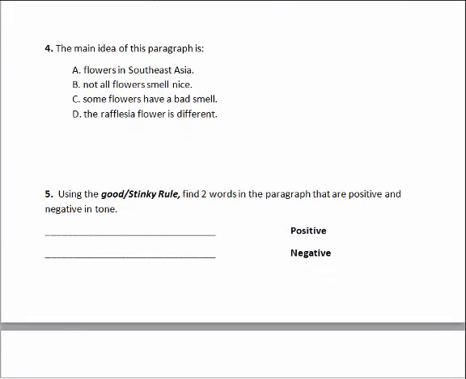We come over here, we look at the answer choices, process of elimination, double pass system. A says flowers in Southeast Asia. That's true, but flowers is just a bunch of flowers. We're looking for one. So this answer choice is called a too broad answer choice. We're looking for an answer choice that says flower, Rafflesia. So this is going to be too broad.